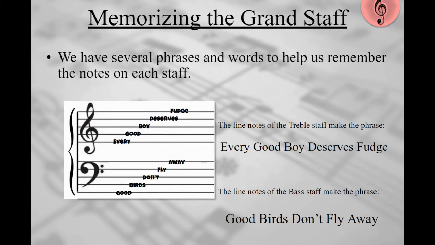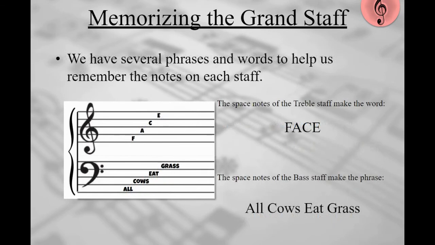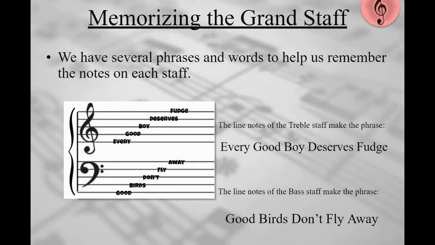Now we need to remember what our space notes are. And again, we have ways to remember that. So the space notes on the treble clef spell out a word, F-A-C-E, face. And the space notes on the bass clef spell out this phrase, all cows eat grass, A-C-E-G. Okay? So when you're trying to remember your lines and your spaces on those different clefs, you just got to remember those phrases. So face and all cows eat grass for the treble staff and the bass staff. And then for the lines, every good boy deserves fudge for the treble staff, and good birds don't fly away for the bass staff. Okay?